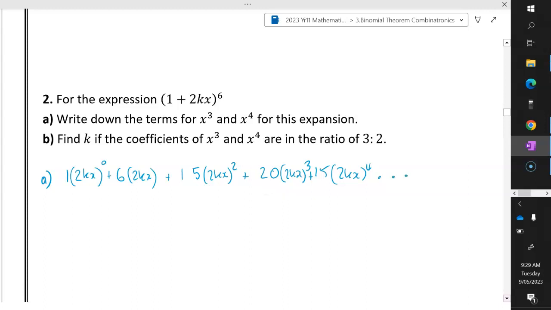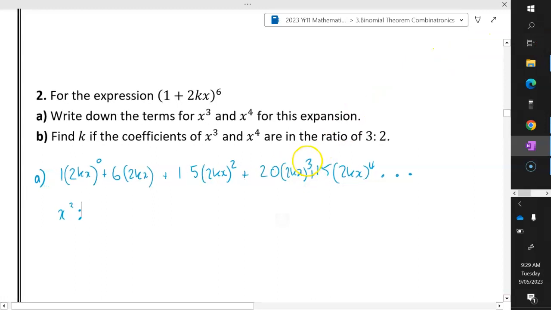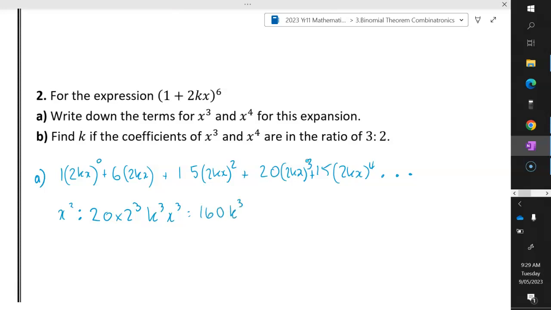We can go dot, dot, dot. Okay, so what are the terms for x to the power of 3? Have a look at this term here. We've got 20 times 2 to the 3, k to the 3, x to the 3. So 2 to the power of 3 is 8, and we're timesing our 8 by 20, which is 160. We've got 160 k to the 3, x to the 3.